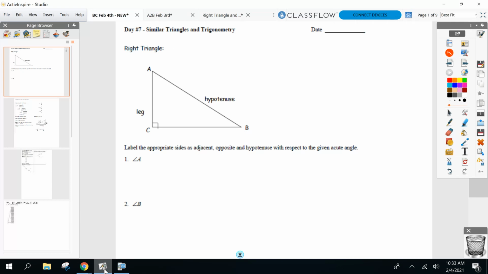All right. We know a lot right now about right triangles. We know a lot, but we don't know everything. Here's what I'm going to do to you today. Please don't write this in your notes.